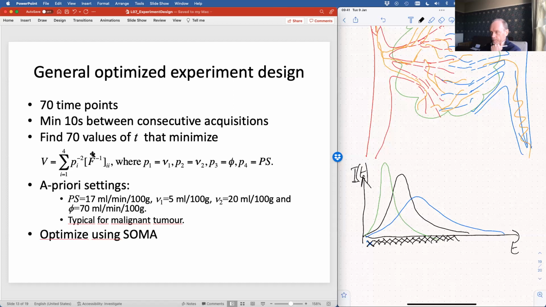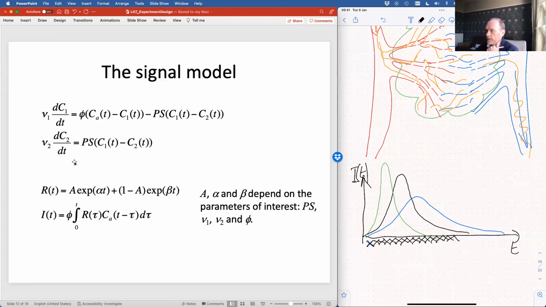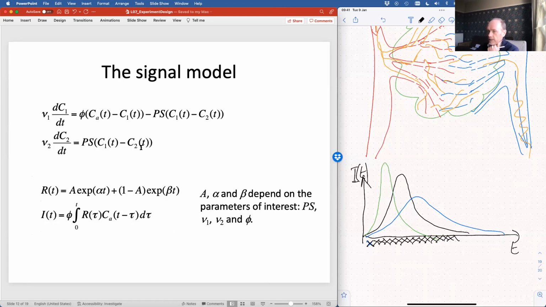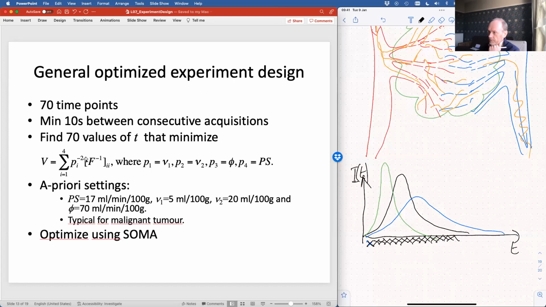F here is the Fisher matrix. P here is the set of parameters, so this is what we were calling X previously. They called it P. The purpose of this P to the -2 is simply the same as normalizing by X transpose here, so getting the scale right. But basically this is just a function of an appropriately normalized Fisher matrix.